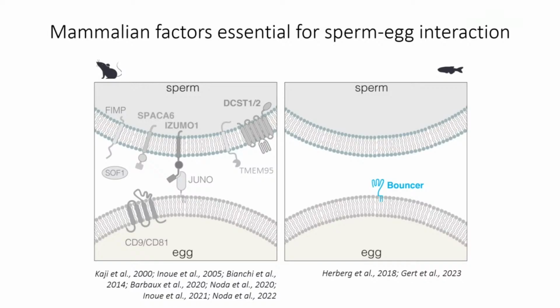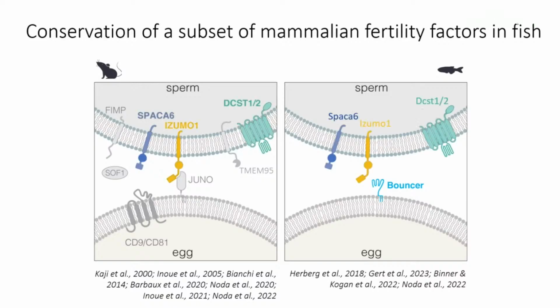So what could be sitting here on the side of the sperm? We turned to mammals to learn something from the mammalian side, because in mammals, by now, quite a lot of factors had been shown to be essential for fertilization, meaning taking out each one of these individually in knockouts in mice results in complete loss of fertility, either from the side of the male for these factors or from the side of the female for these factors here. And interestingly enough, some of these factors are conserved in fish. They are conserved actually in all vertebrates, and these are particularly SPACA6, Izumo, and DCST1 and 2. And I will get back to these names later, so it's worth remembering them.